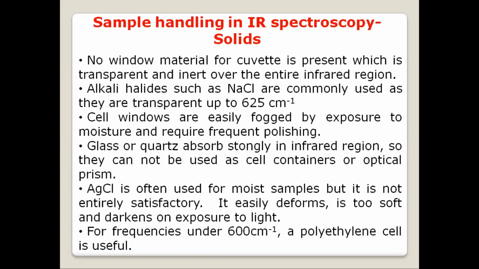Cell windows are easily fogged by exposure to moisture and require frequent polishing. Glass or quartz absorb strongly in the infrared region, so they cannot be used as cell containers or optical prisms. Silver chloride is often used for moist samples, but it is not entirely satisfactory as it easily deforms, is too soft, and darkens on exposure to light. For frequencies under 600 per centimeter, a polyethylene cell can be used.